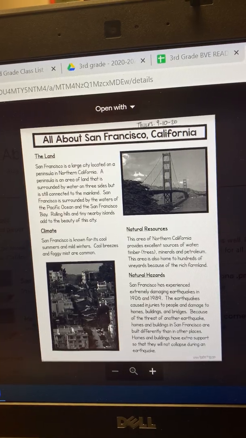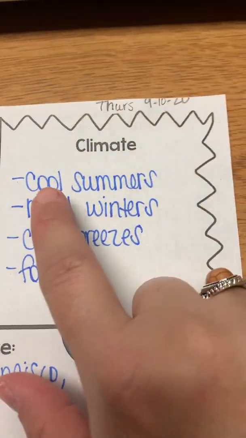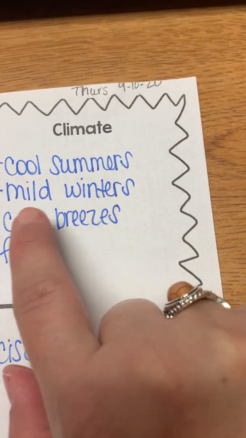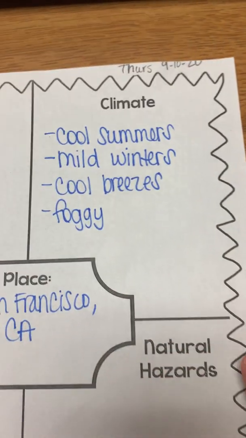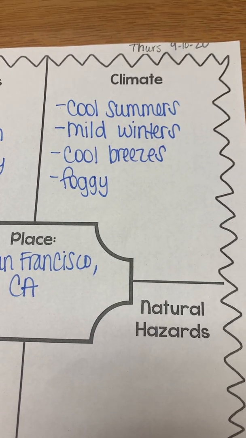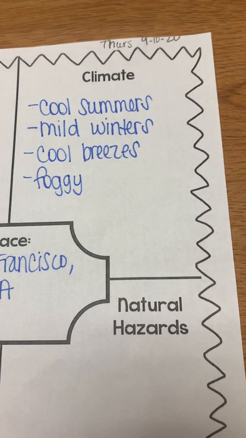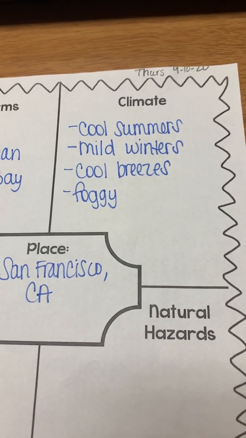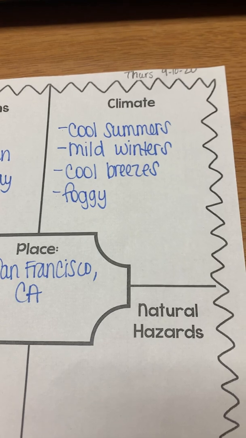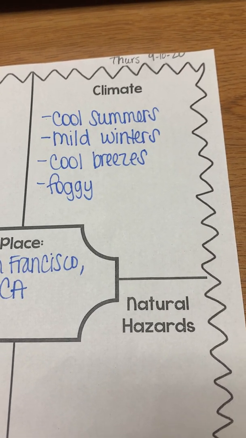So it's foggy. So look what Miss Drury did. On my paper, I put cool summers, mild winters, cool breezes, and foggy. So if somebody said, what's the weather like in San Francisco? These are things that you could tell them. And they may say like, ooh, I don't really know if I like the cool weather. I like the hot weather. This may not be the place for them if that's where they like to live.